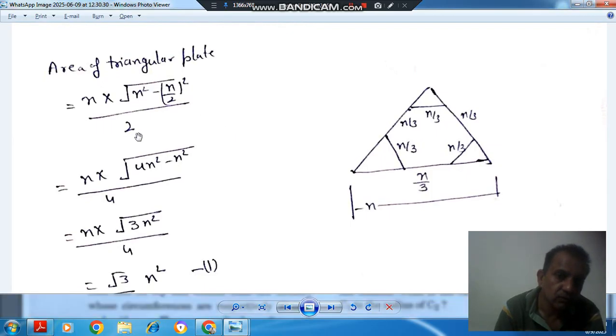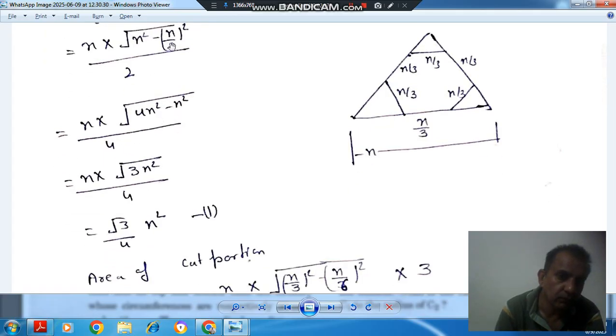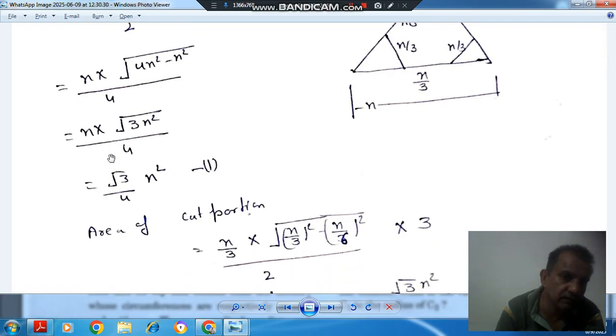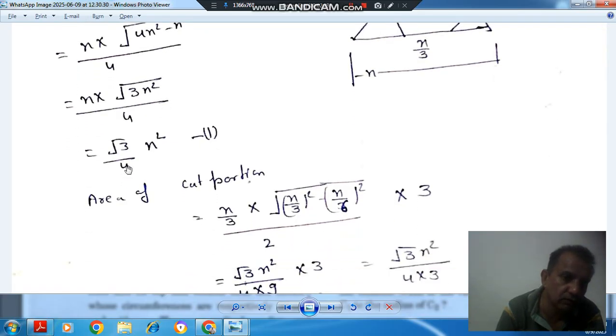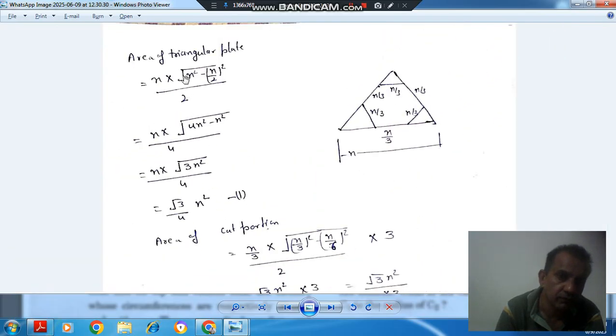Okay, so it will be x into root of 4x square minus x square by 4. Solving this, root 4 will be 2, and 2 into 2 will be 4. This is 4x square minus x square, that is root 3 x square into 1 by 4, or root 3 by 4 x square. So this is equation number 1, that is your area of this whole triangular plate.